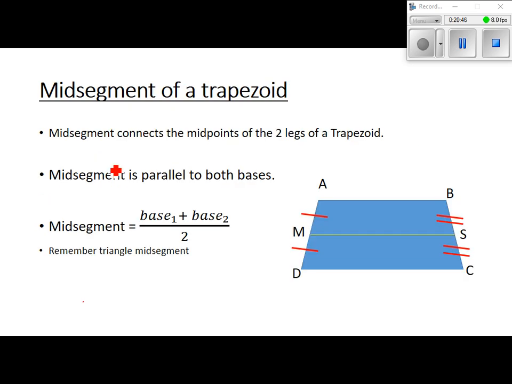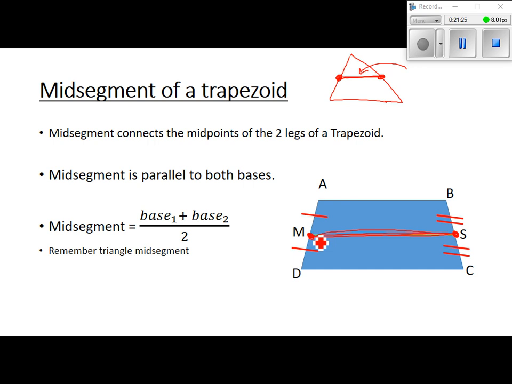Mid-segment. We talked about mid-segment of a triangle. Remember mid-segment of any triangle? Took the midpoint of this side, and connected them. That was a mid-segment. Same idea for a trapezoid. Mid-segment of a trapezoid connects the midpoint of one leg and the midpoint of the other leg. So if both those are midpoints, then segment MS here is called a mid-segment.